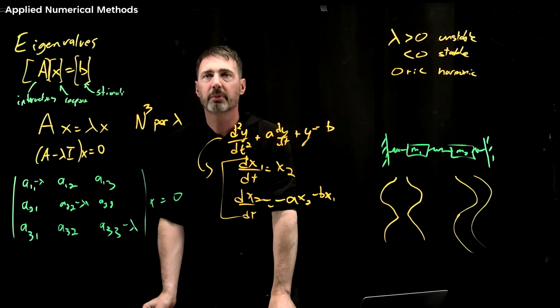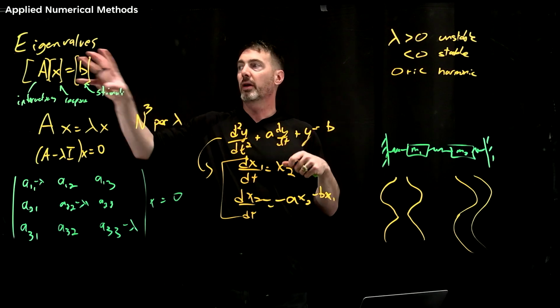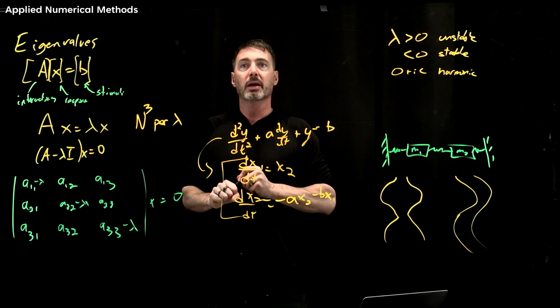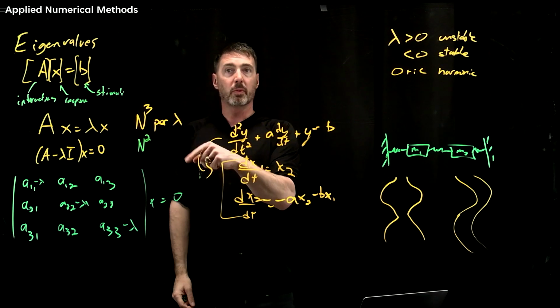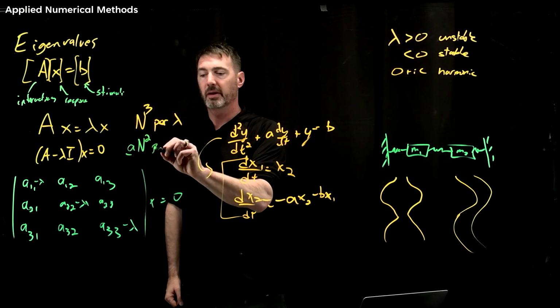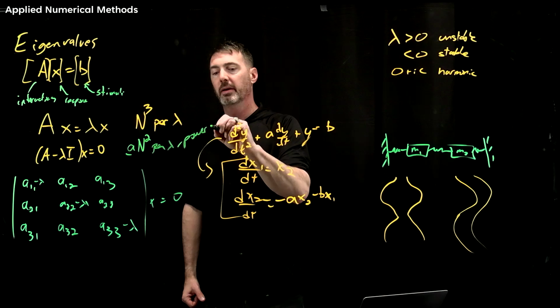Just like last lecture, when we talked about iterative methods: inverting a matrix was an n cubed operation, and there are iterative methods that make it n squared. There's also an iterative method here that makes this n squared times some number of iterations per eigenvalue. It's called the power method. The power method is the main one.